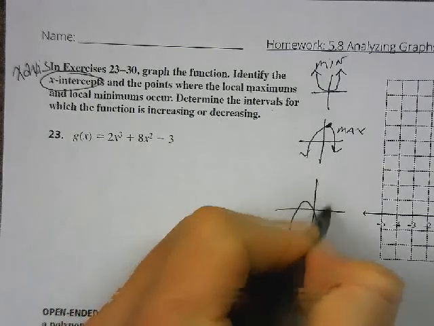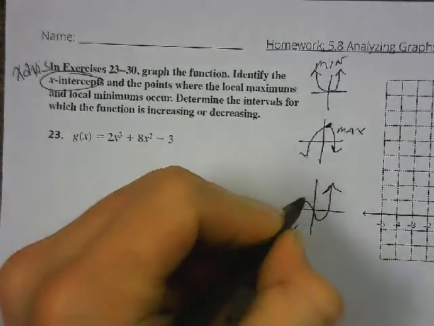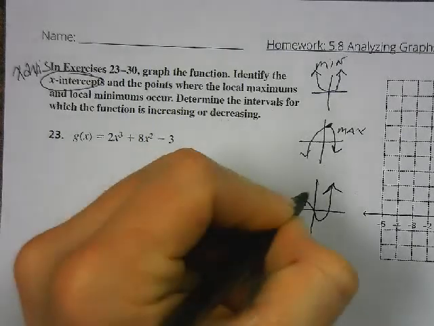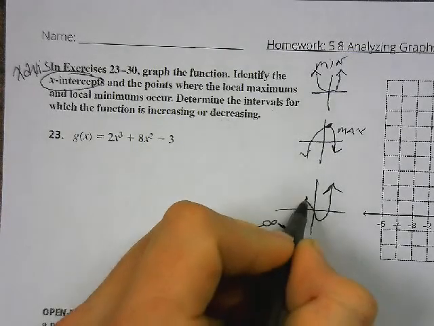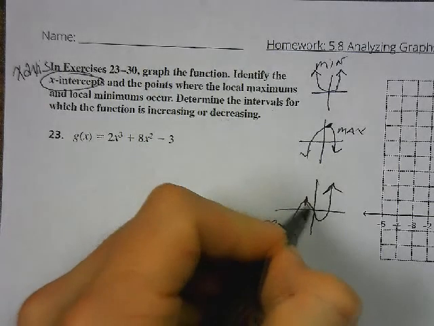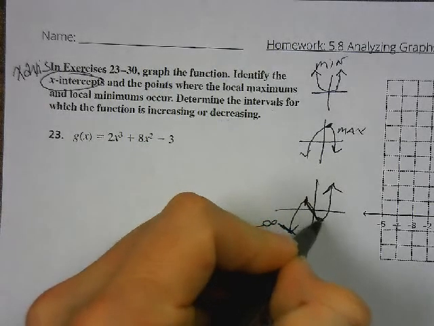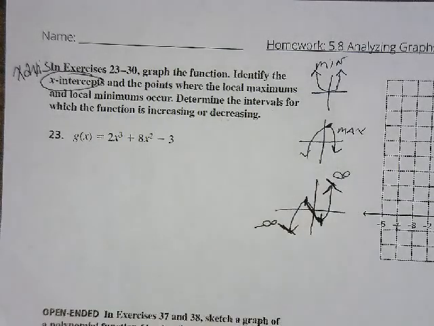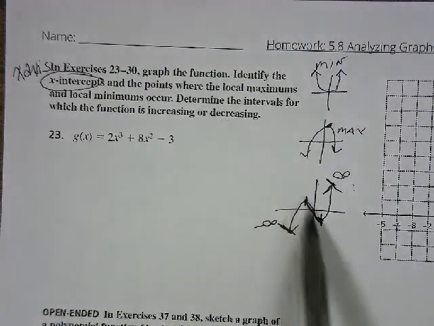So you have a function like this. It's going to be increasing from negative infinity until this point. Also, you have a local maximum here. It'll be decreasing until this point. You have a local minimum here. And then it'll be increasing all the way up here until positive infinity. So we'll talk about those intervals too.